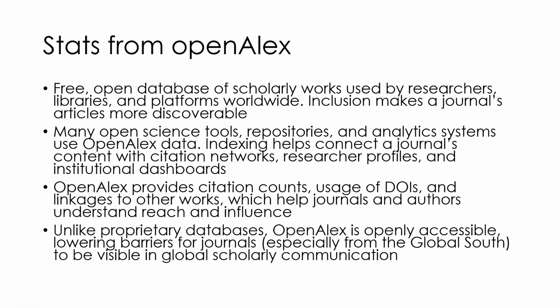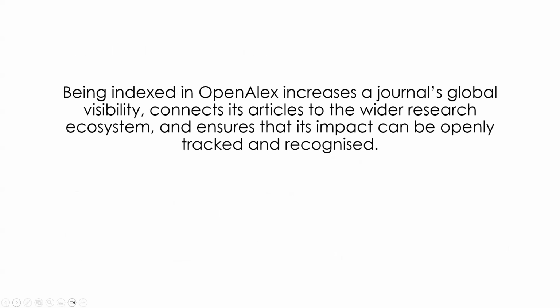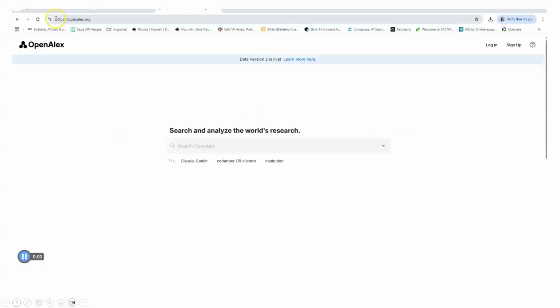At ASSAf, we don't have access to Scopus or Web of Science data, so we have to rely on tools such as these. And I think it's the case for many lower and middle income countries like South Africa. Being indexed in OpenAlex increases a journal's global visibility, connects its articles to a wider research ecosystem, and ensures that its impact can be openly tracked and recognized. It's Google Scholar on steroids for me.